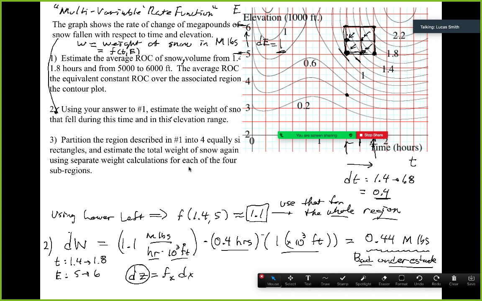So the more sections you make, the more accurate the estimate is, right? That's right. So here's number 3. We partition the region into 4 equally sized rectangles. And now we're going to estimate the same total weight again, but we're going to do separate calculations for each subregion, and then what will we do with each one?